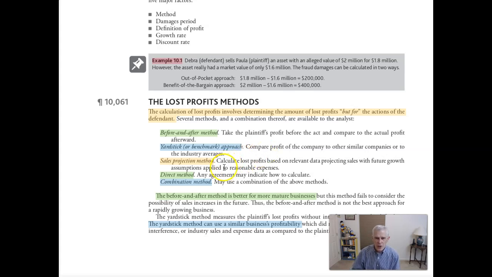There's a sales projection method, and you calculate lost profits based on relevant data, projecting sales with future growth assumptions applied to reasonable expenses. Okay, this to me is very close to the first one, before and after. I think they're very close. There's a direct method. If there's any kind of agreement that indicates here's the method you use, that's what you use. Then you can use a combination of any of these. That's why I said the sales projection method and the before and after method, I think, go hand in hand.